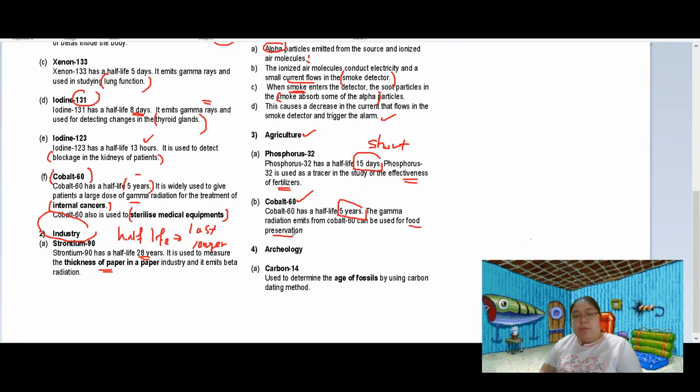Okay, then you buy the canned food, the Maggi mee, that one also has food preservation. They have an expiry date, right? That one is food preservation. That's why they have gamma rays inside, then it can stay for 5 years. So this is what is used for food preservation. Okay, see the example under agriculture, the uses of radioisotopes.